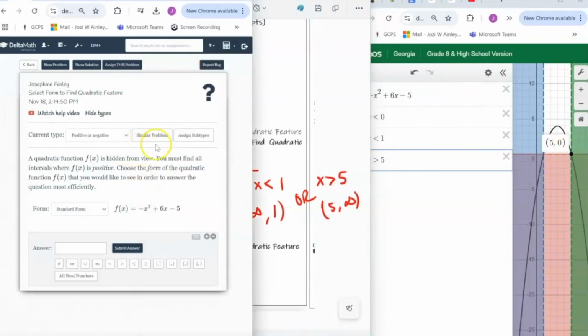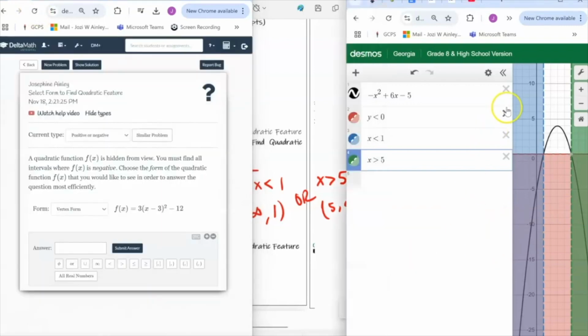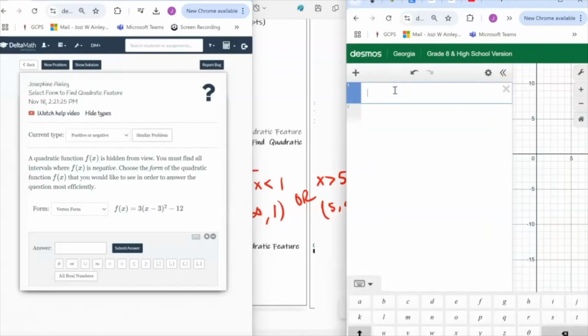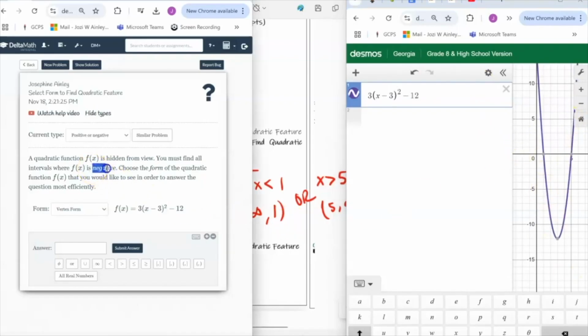Okay, let me go ahead and try another question really fast. Maybe it's not letting me. So we're going to use Desmos to check our answer. And you can see I used a different form, so it doesn't even matter which form you use. So this is 3 parentheses x minus 3 squared minus 12. All right, cool. So here's my equation. And my question is, when is it negative?